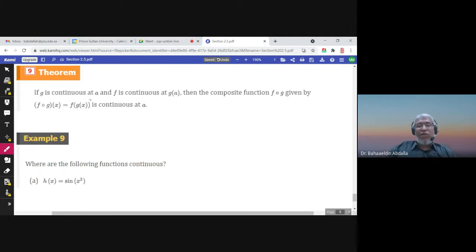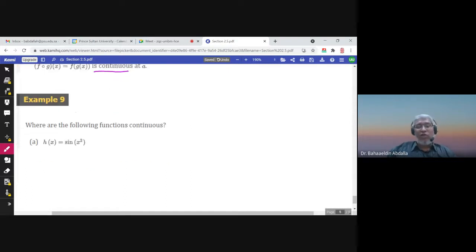If g is continuous at a, and f is continuous at g of a, then the composition of the two functions is also continuous. So g has to be continuous at a, and f is continuous at g of a. Where are the following functions continuous? Now, where is x squared continuous? This function, y equals x squared, is continuous everywhere because the domain is all real numbers.